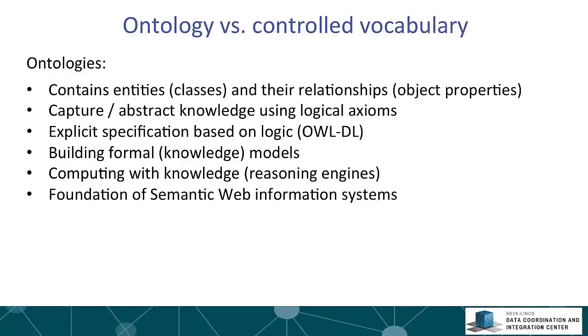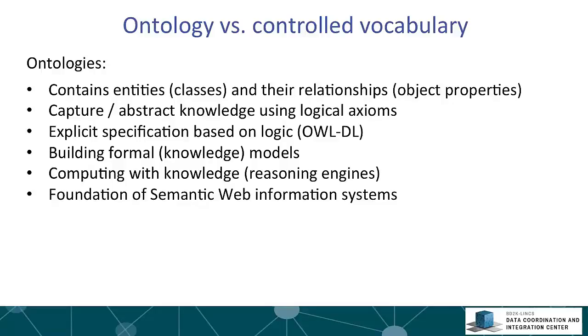In addition to a controlled vocabulary in which entities are defined using human definitions, an ontology contains entities which are called classes and their relationships, which are called object properties. By doing so, an ontology allows us to capture and abstract knowledge using logical axioms. And this is done using explicit specification based on logic and using a language, for example, Web Ontology Language Description Logic, OWL DL. So an ontology allows us to build a formal knowledge model and allows us to compute with that knowledge using so-called reasoning engines. Ontologies are a foundation of semantic web information systems.